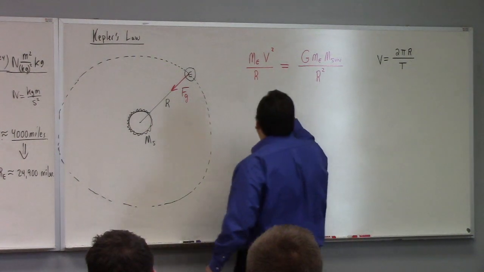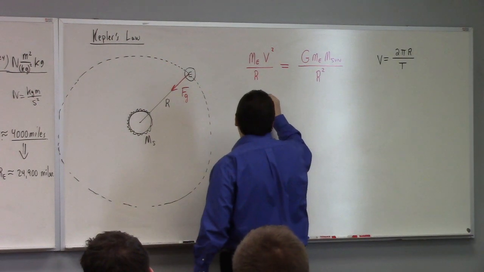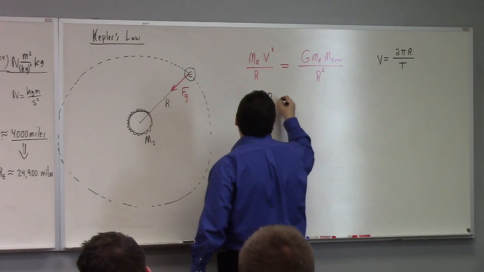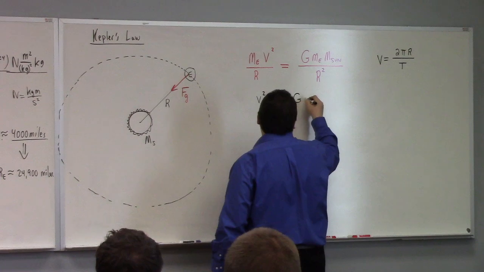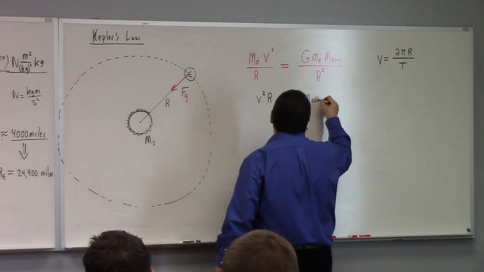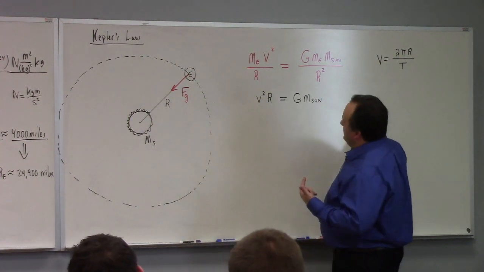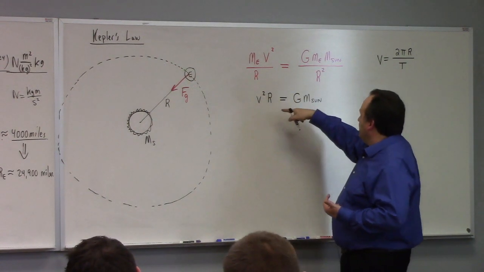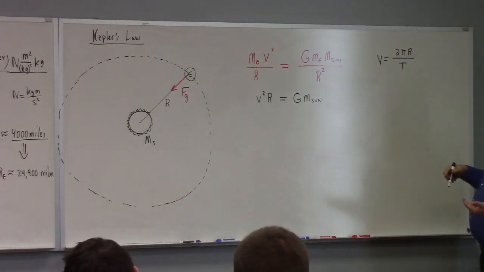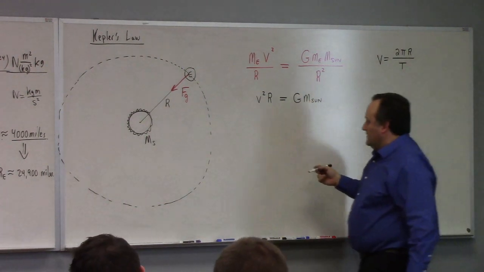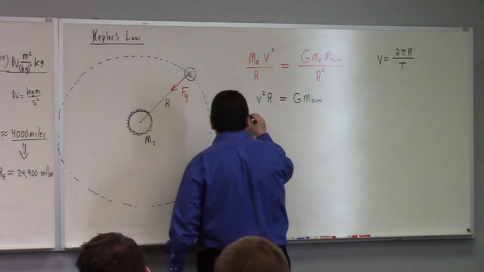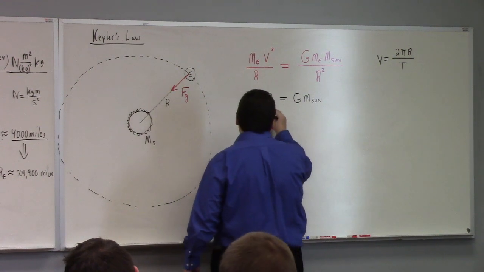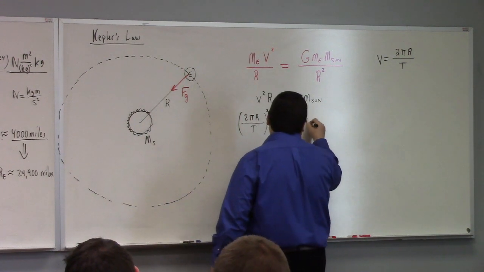What we got? So we've got v squared r is equal to big G times the mass of the sun. Is that right? So I multiplied r squared over there. So I've got r squared over r, which gives me r. I've got the v squared, I'm leaving it there. Cancel my mass of the Earth. Now let's put in the v squared. So that's 2 pi r divided by the period, quantity squared, times r is equal to G times the mass of the sun.